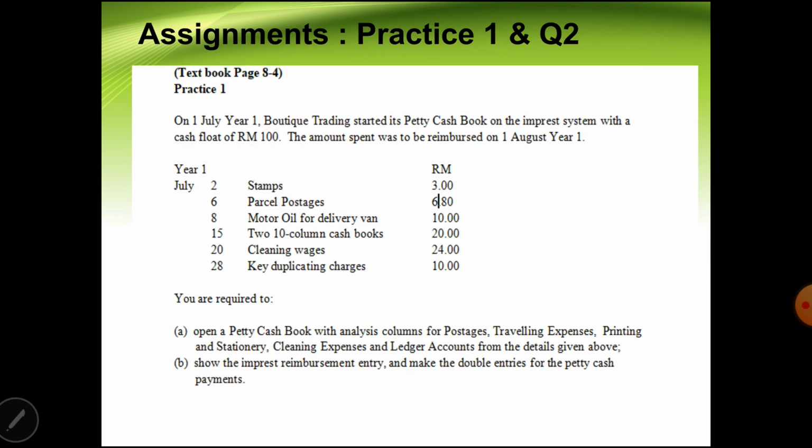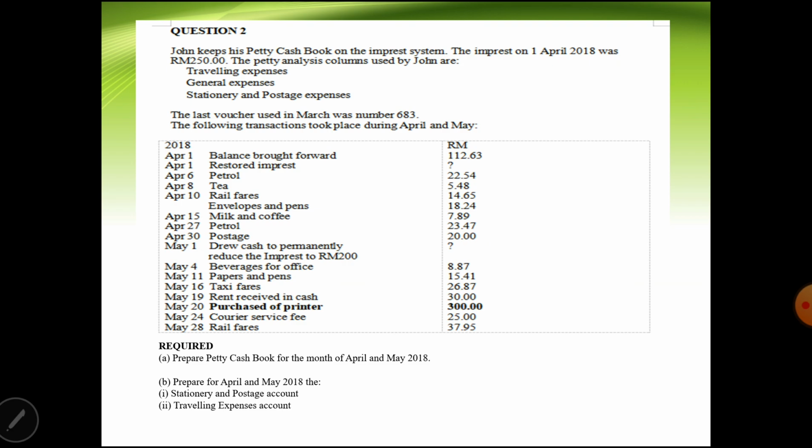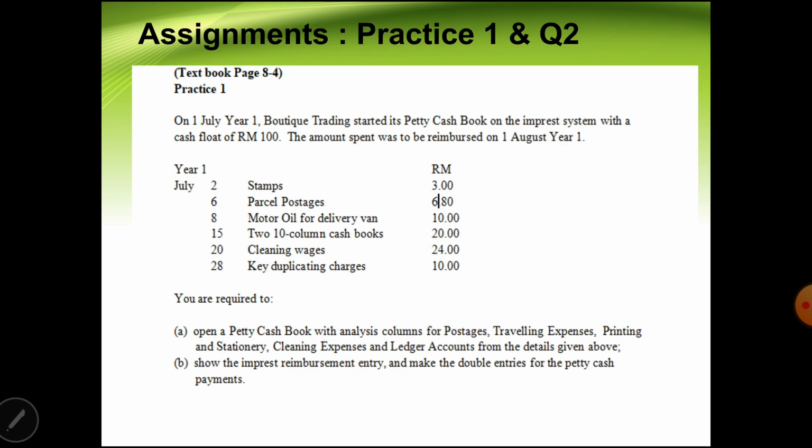Okay, this is the question you need to do. Practice 1 and question 2. Okay, study a bit first. Boutique trading, so petty cash with a cash float of 100. This is the limit. And you're going to do July. And you have to do the closing. This is the closing on the reimbursement. The reimbursement 你要补回钱是在8月1号 reimbursement.